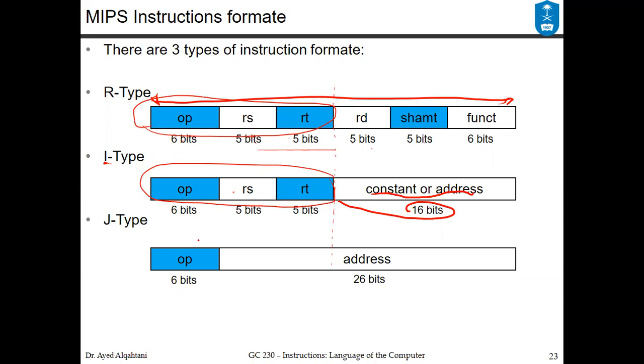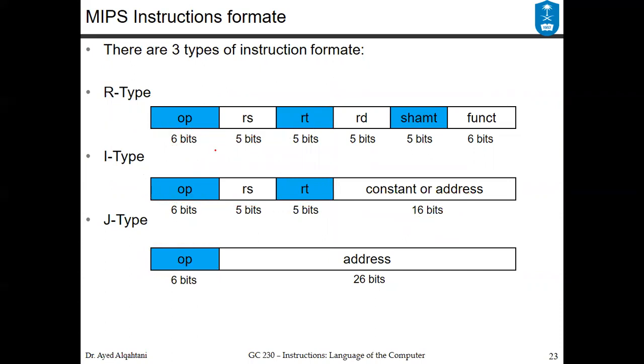Now, for the J type, it has only one of them, which is the op. This op, you see here, is the opcode, meaning there is a code here that is 6 bits in every type that tells me exactly what the instruction is. And we will see all the instructions with their respective opcodes in one of the following slides.